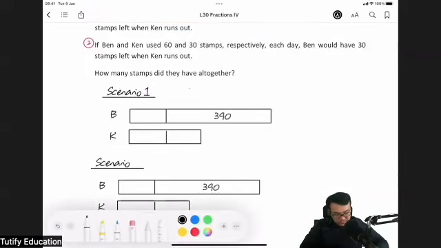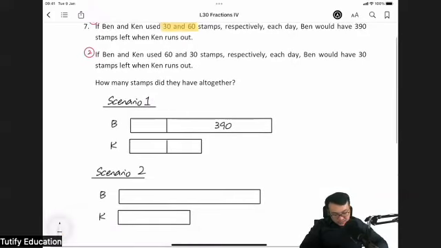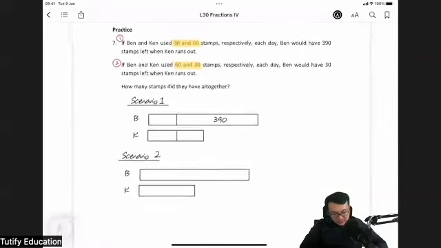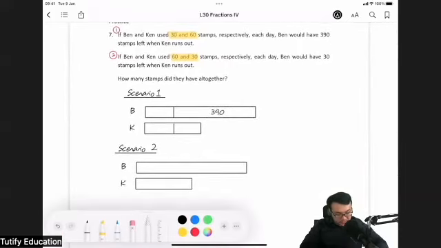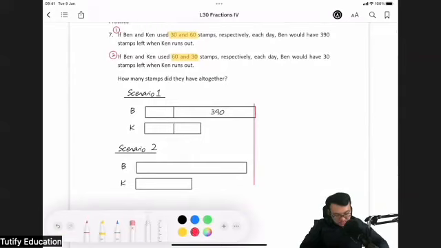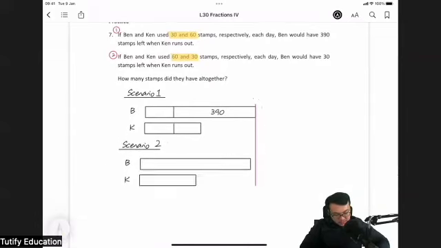And let's go for scenario number 2. For scenario number 2, can you tell me who is using more stems, Ben or Ken? Ben. Yes. Ben is using 60 and Ken is using 30. So Ben is using 2 times more than Ken.